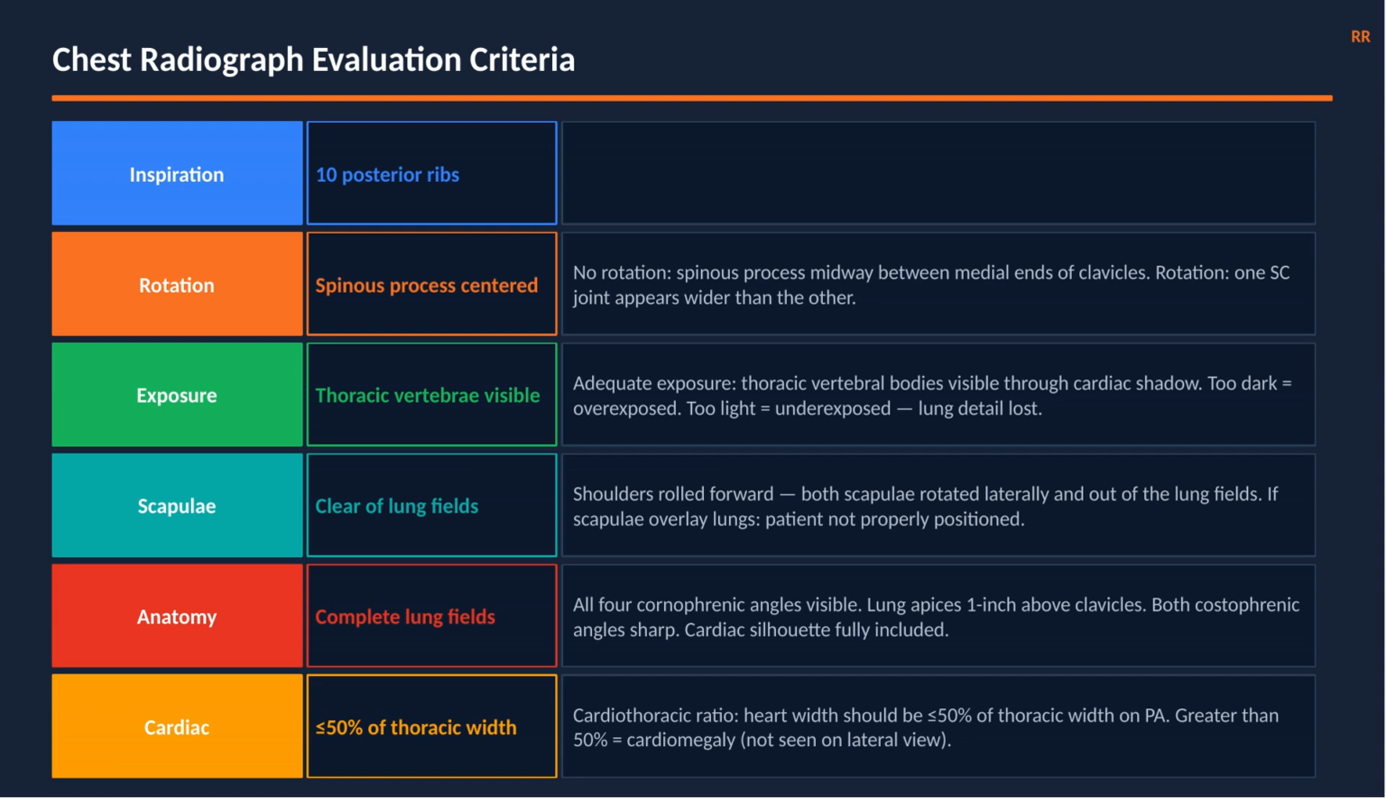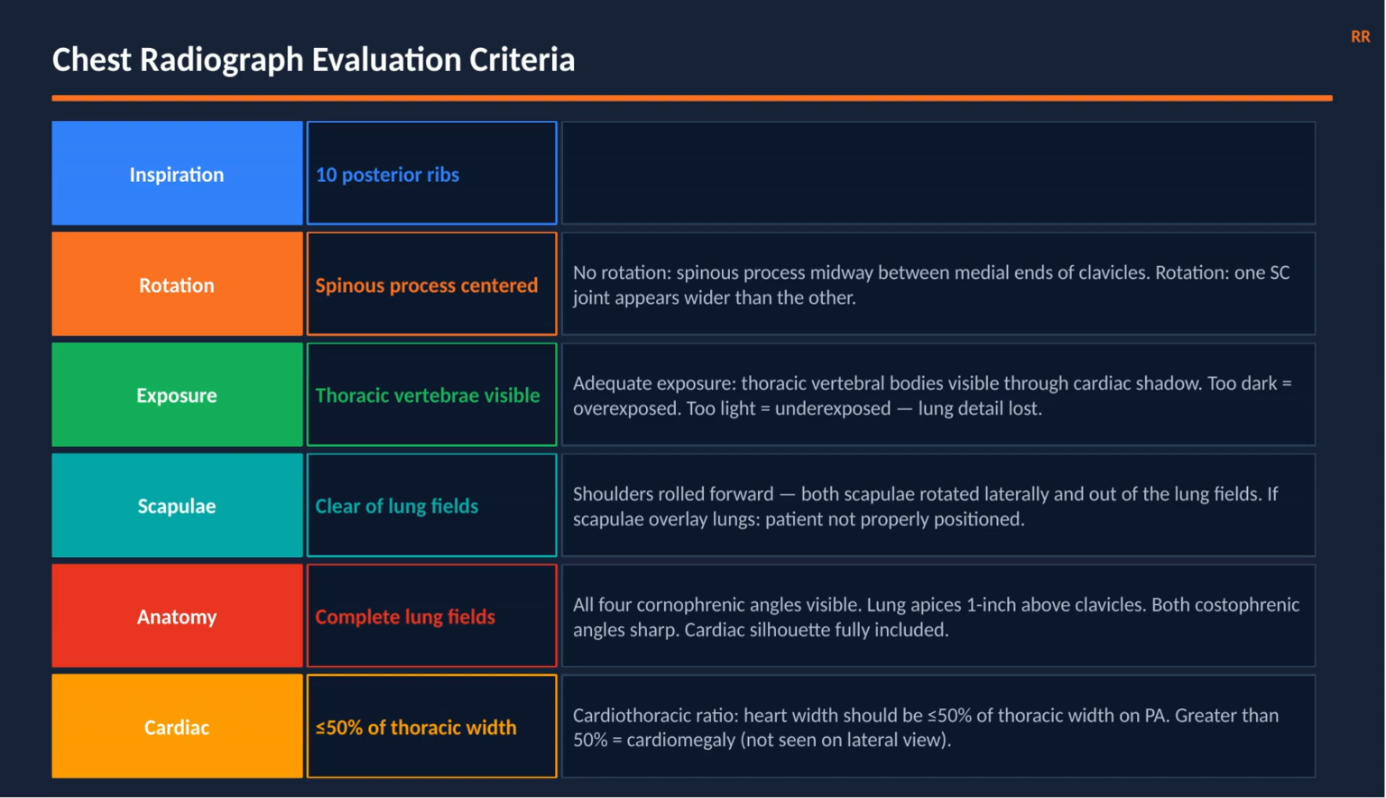Scapulae position. Both scapulae must be rotated out of the lung fields. If scapular shadows overlay the lungs, the shoulders were not properly rolled forward. Anatomy included. All 4 costophrenic angles visible. Both lung apices 1 inch above the clavicles. Both diaphragms. The entire cardiac silhouette. And the cardiothoracic ratio. On the PA view, the width of the cardiac shadow should not exceed 50% of the total thoracic width.